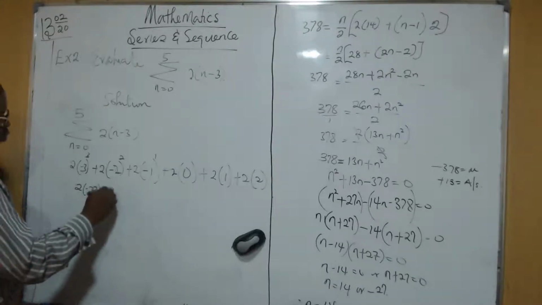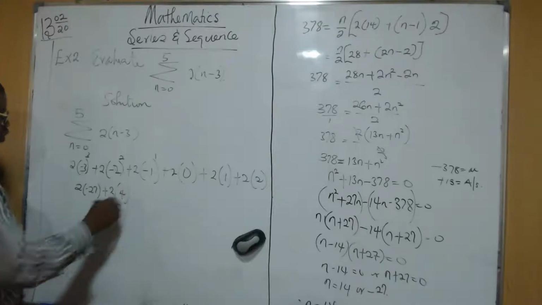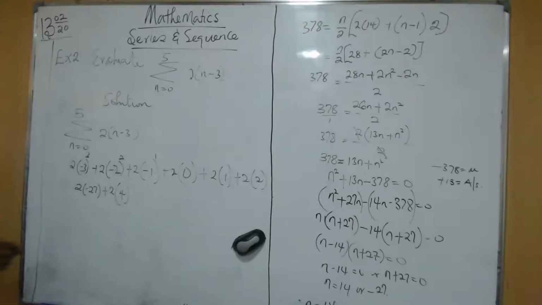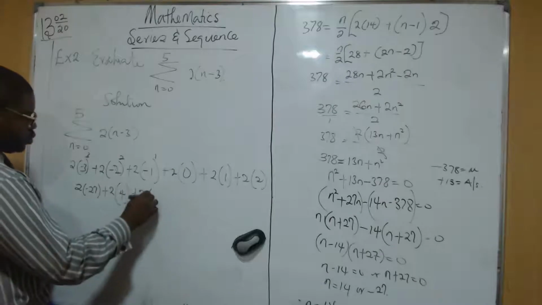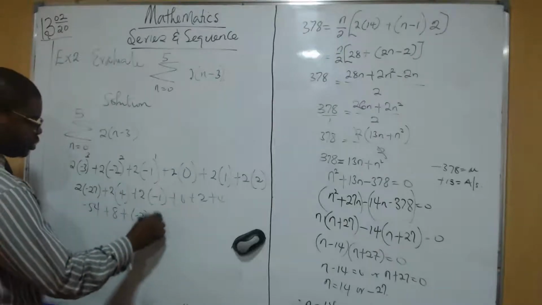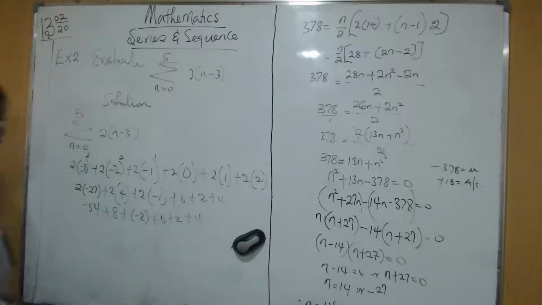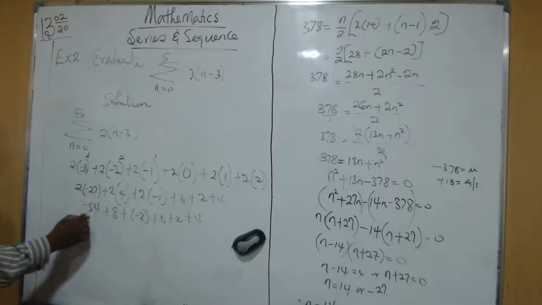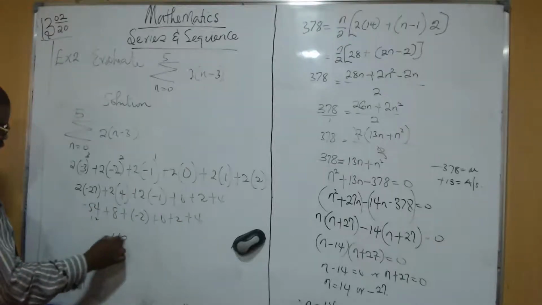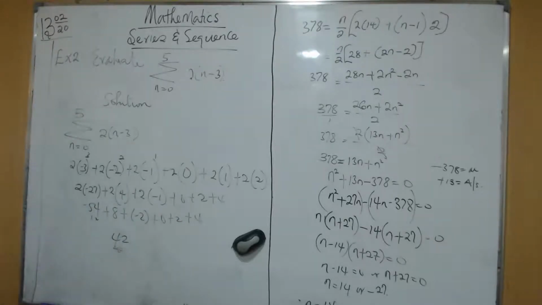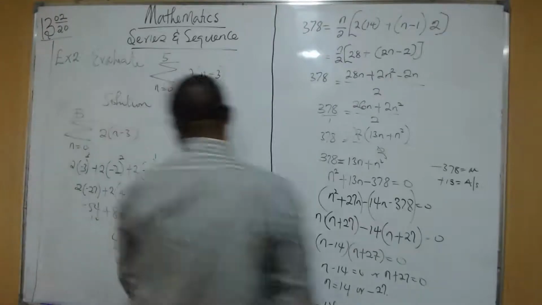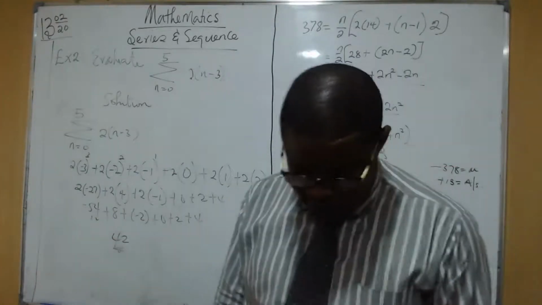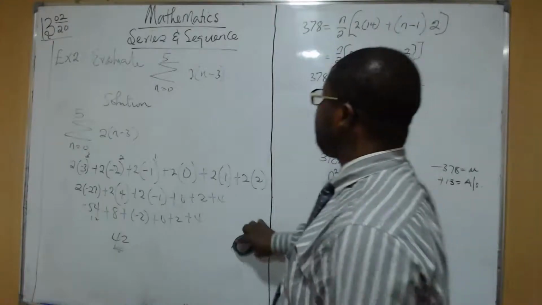We have 2 minus 27. We have 2 bracket, this will give us 4. That's minus 2 times minus 2. We have plus 2. We have minus 1, minus 2, plus 0, plus 2, plus 4. This is gone. This is 12. So 12 minus 54, we have 42. So the sum of this sigma is 42. Having known that, what do we do now? We look at this question. We said number 3.